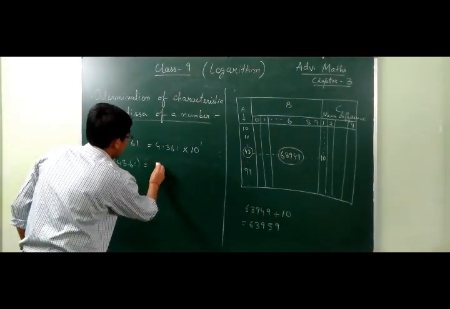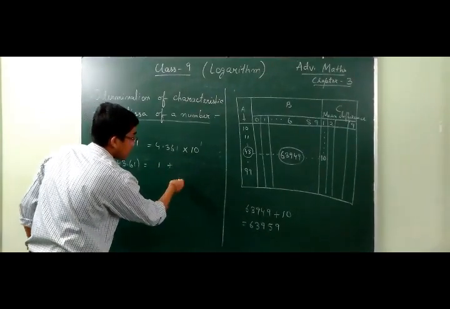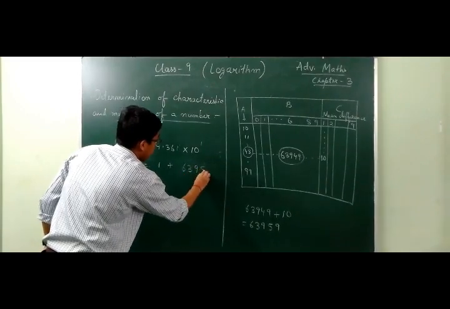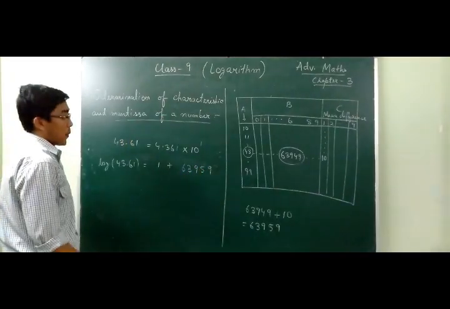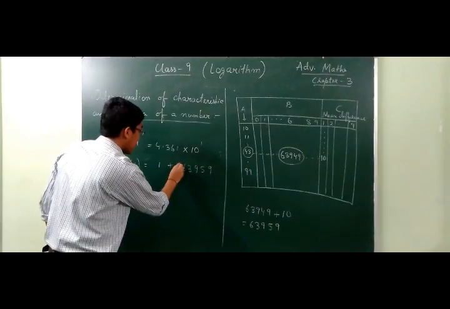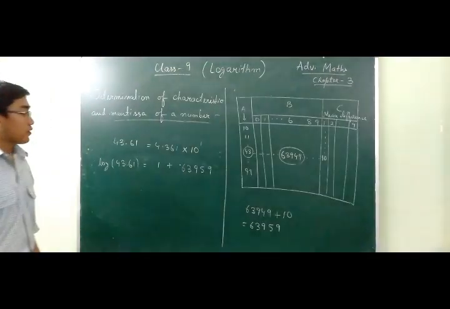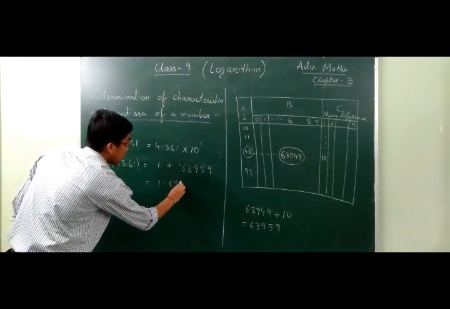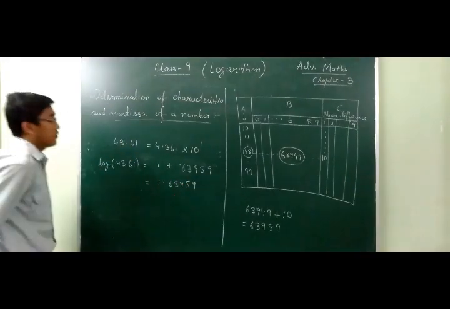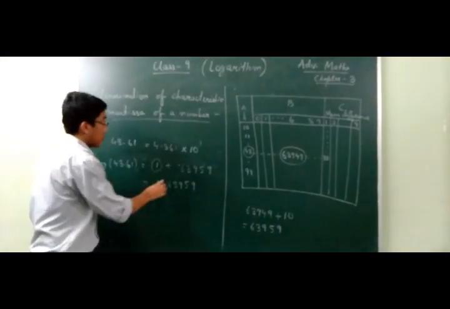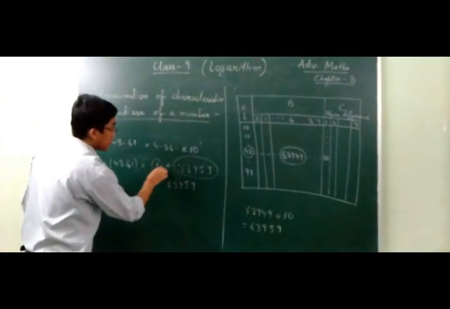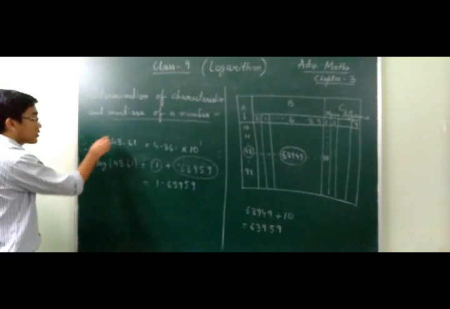This is characteristic 1, plus the mantissa will come like this. Just write the number 63959 and place one decimal point here. So if I add this, what will I get? 1.6399. So this is your characteristic and this is your mantissa, and the sum of this characteristic and mantissa will give you the log of this number.